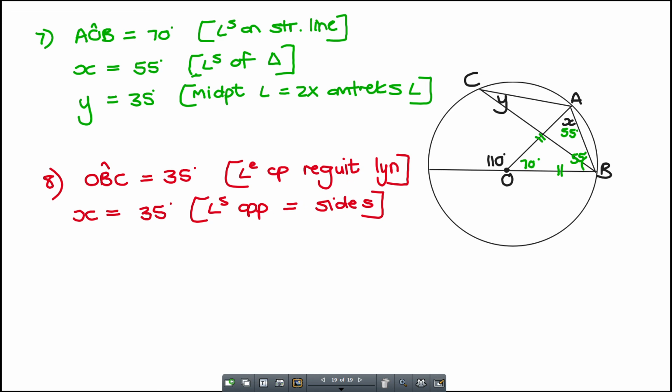Ek gaan nou gou vir jou 'n bladsytjie uitdeel, which has got 4 sums on it, and that is your homework.